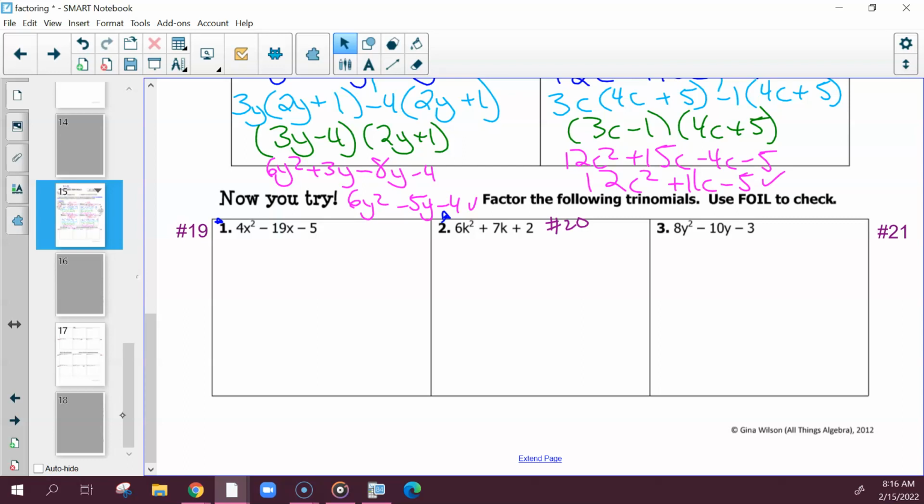You guys do have Delta Math and Khan Academy on what we did today, but you may want to wait until we finish these notes.